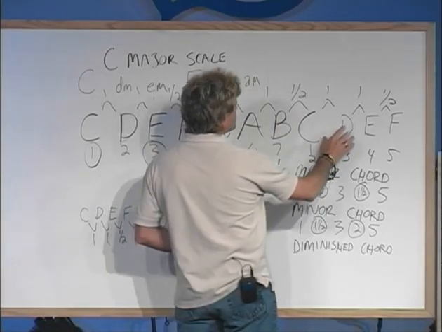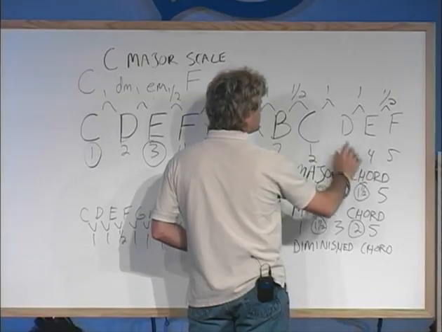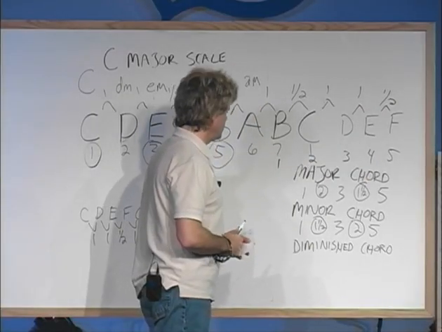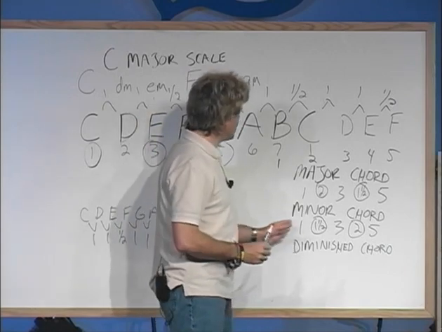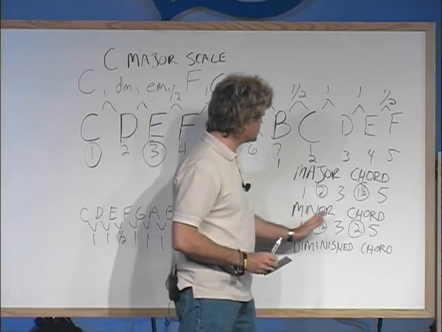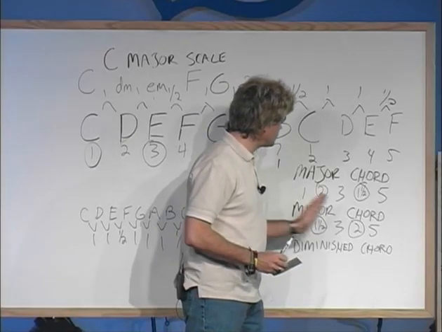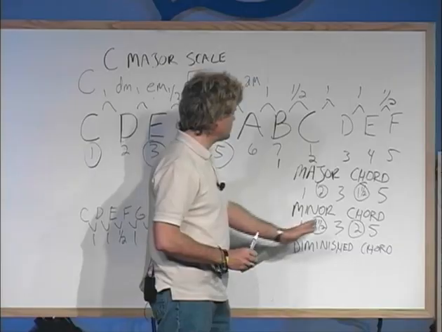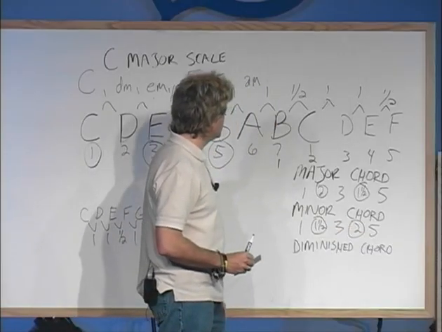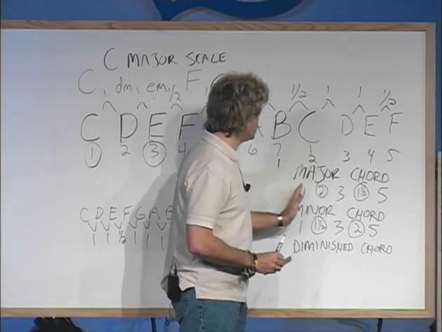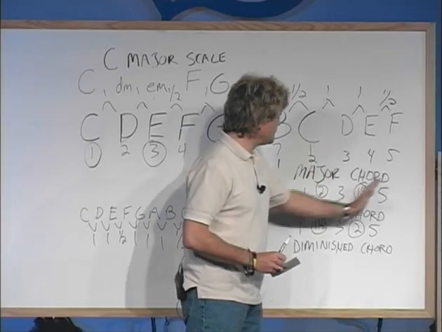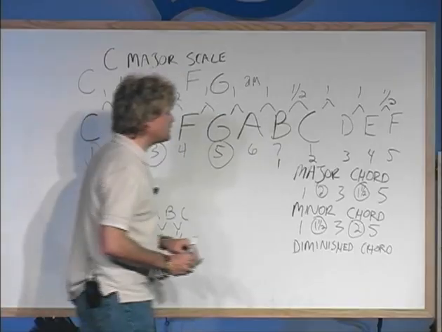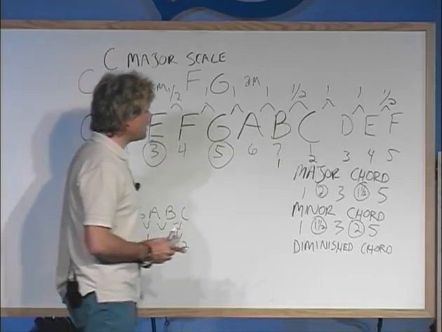But let's look at the relationship D to E, third to the fifth. D to E is a step and a half. Okay, so now we've got a problem because it's not a minor chord, because a minor chord has a step and a half between the first and the third and 2 whole steps between the third and the fifth. So it's not a minor chord, but it's not a major chord either, because the major chord, it does have a step and a half between the third and the fifth, but it has 2 whole steps between the first and the third. So we've got a problem.